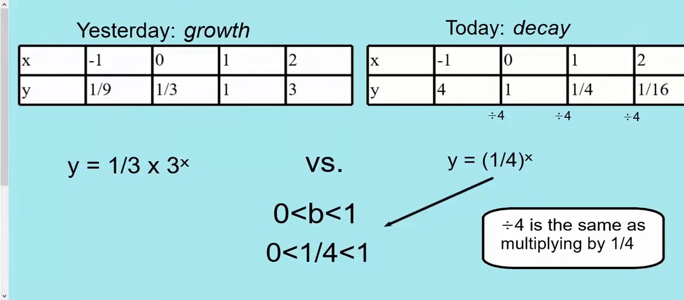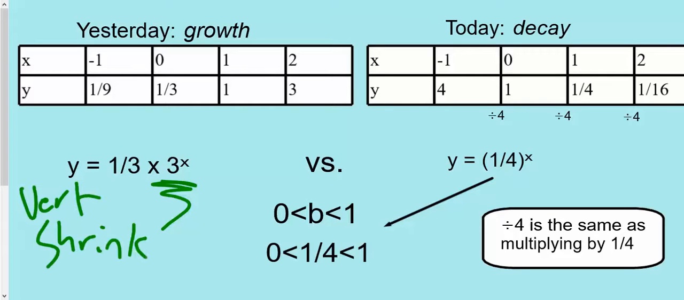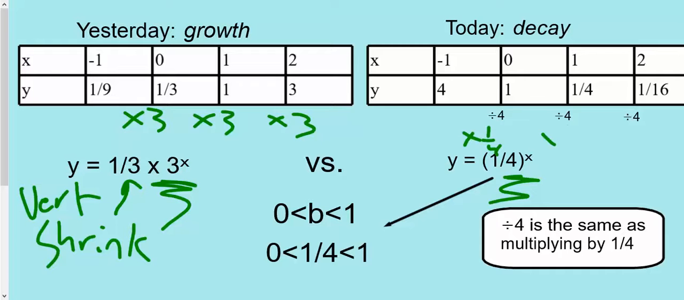So here was yesterday. The growth rate was 3. A can be a fraction always. This is just a vertical shrink. This has nothing to do with it being growth or decay. It's the b value, this number right here, the 1/4. So yesterday, this was multiplying by 3 times 3 times 3 times 3, and here you're going to see it dividing by 4. You could also say it's multiplying by 1/4. That would be another way to describe it as well, multiplying by 1/4.